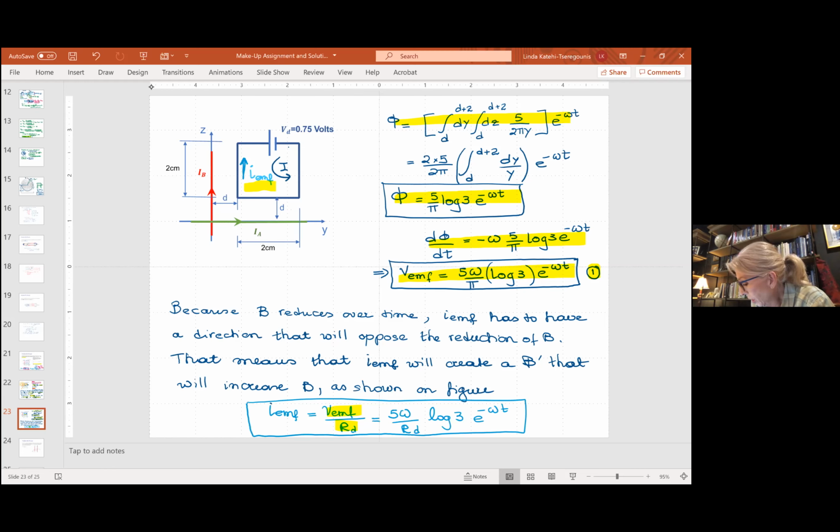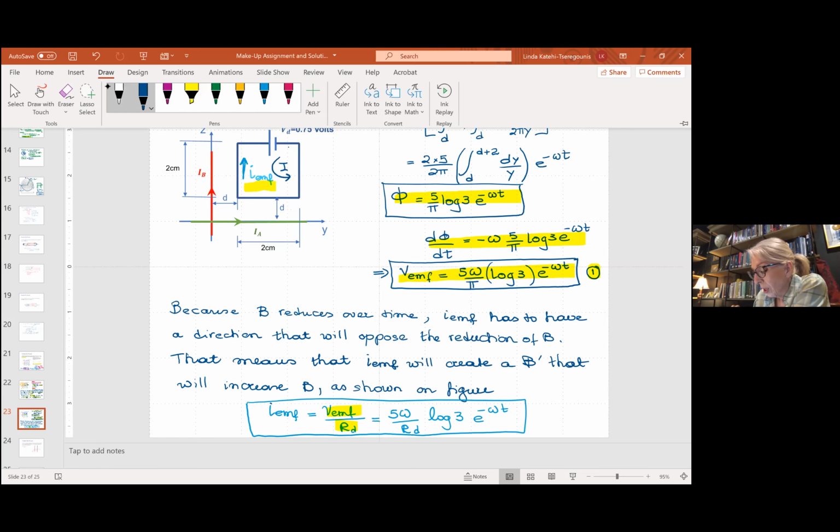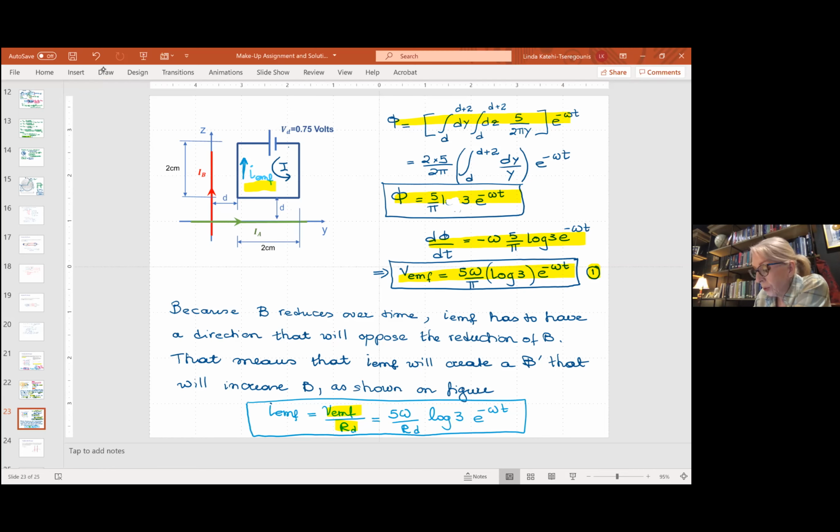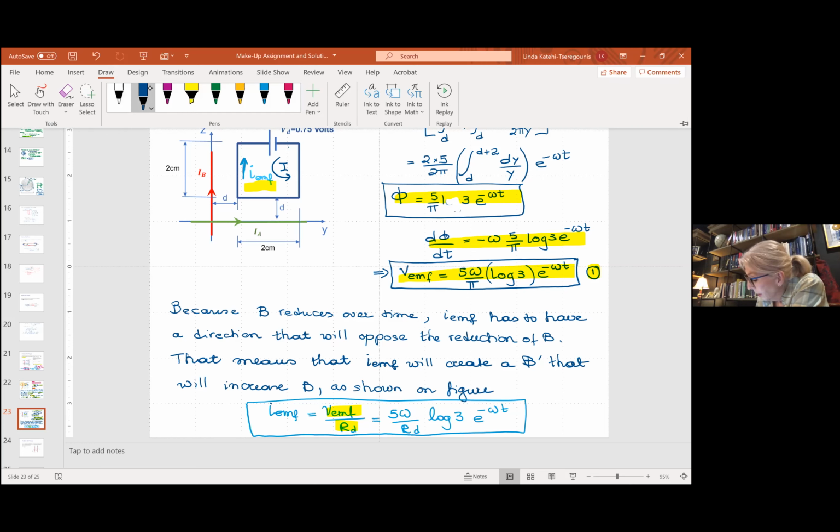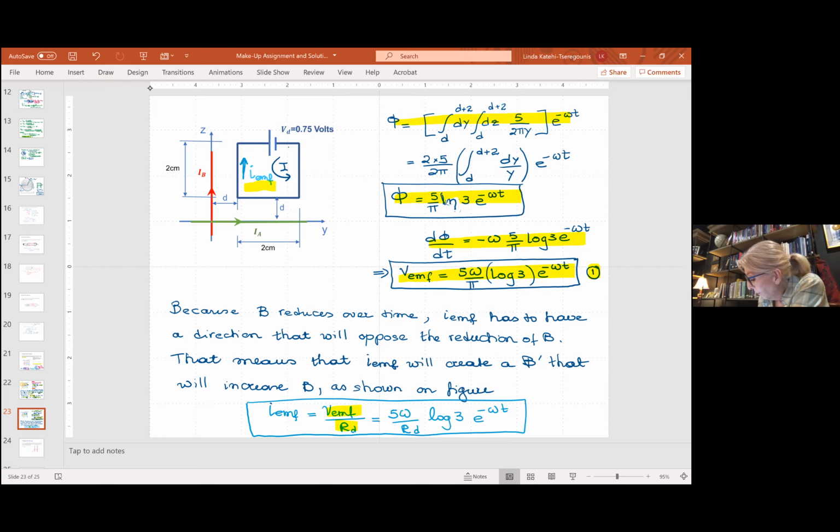Why is it log 3 and not 1? Because, let me see, it is not a log, it is an ln, but it is because D plus 2 is 3 and D is 1. And it is the ratio of the two. So practically, that should be ln of 3.